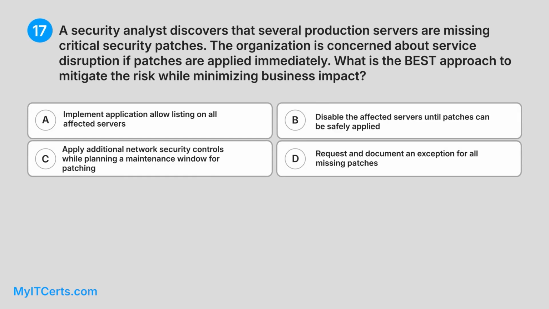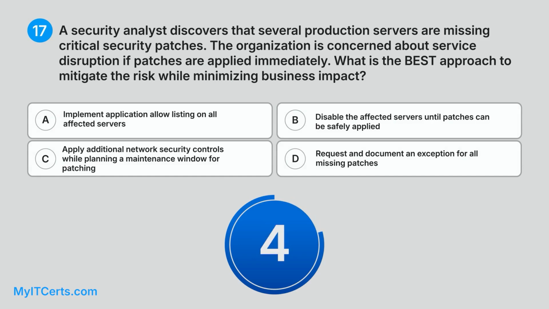(17) A security analyst discovers that several production servers are missing critical security patches. The organization is concerned about service disruption if patches are applied immediately. What is the best approach to mitigate the risk while minimizing business impact? A. Implement application allow listing on all affected servers. B. Disable the affected servers until patches can be safely applied. C. Apply additional network security controls while planning a maintenance window for patching. D. Request and document an exception for all missing patches.